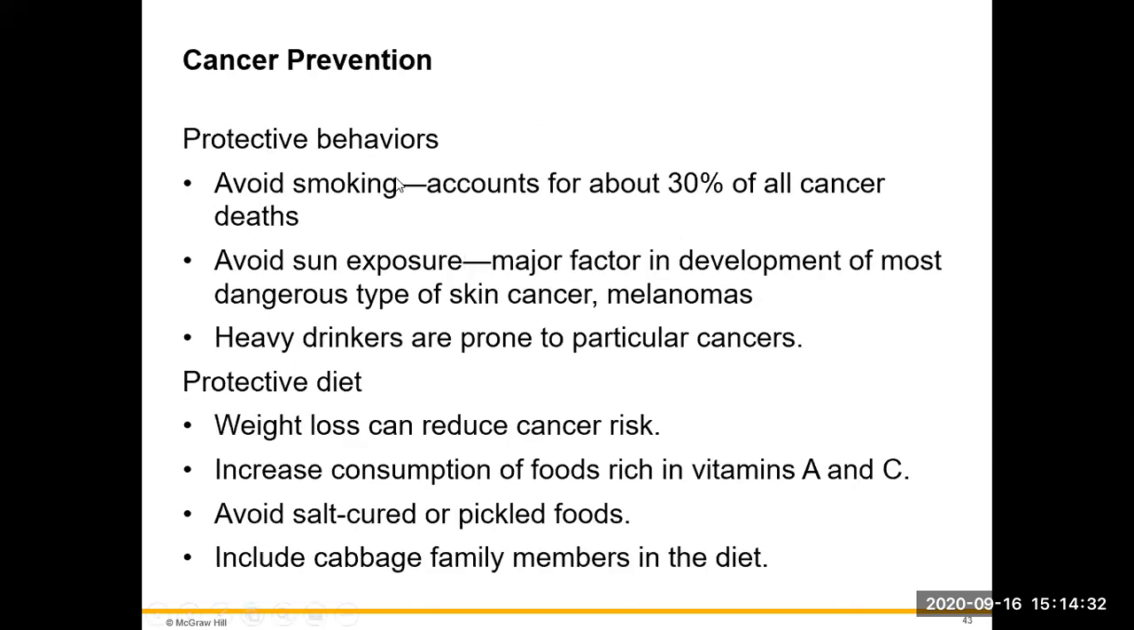What are the protective behaviors and protective diet in cancer prevention? Avoiding smoking, avoiding sun exposure. If you are a heavy drinker, you should stop that. Protective diet: doing weight loss exercises, having foods that have a lot of vitamin A and vitamin C, avoiding processed foods, and then the cabbage family are also found to be protective against cancer cells.